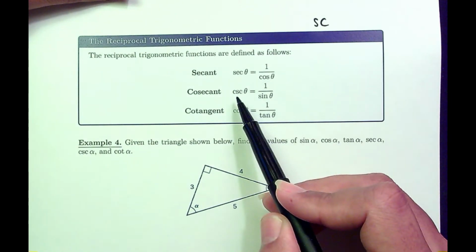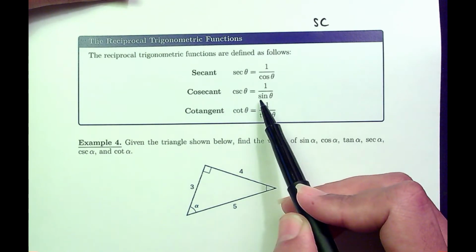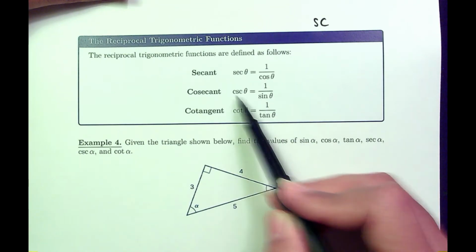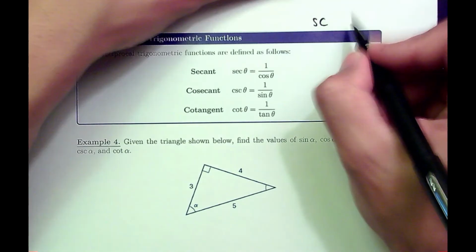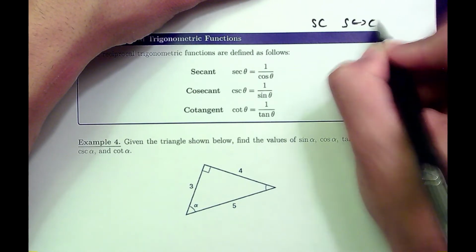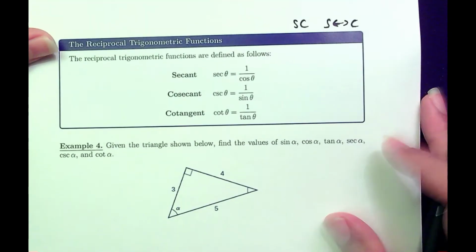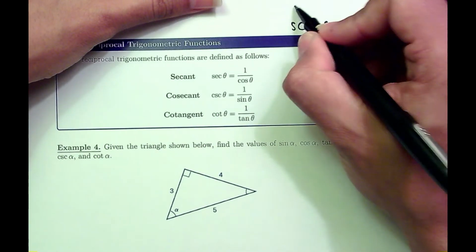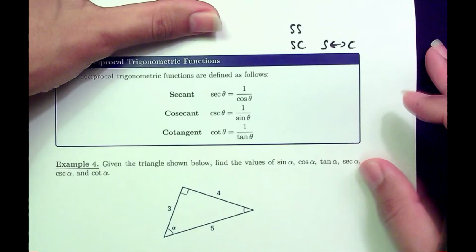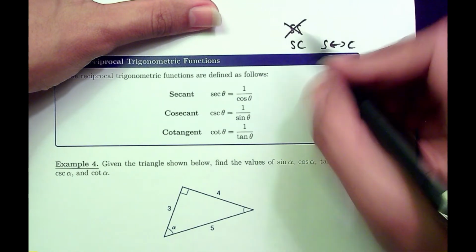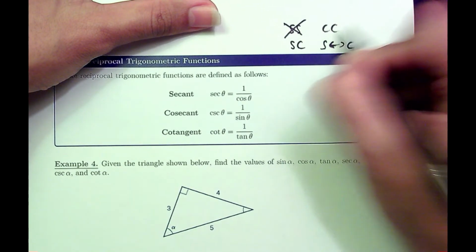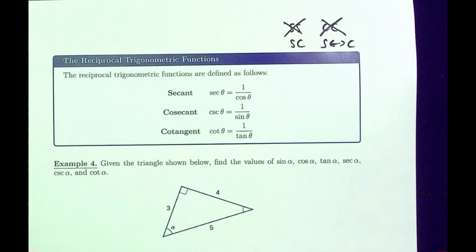Now for the cosecant, that starts with C, and that is the reciprocal of the sine. So you see that the C and the S go together once more. So you cannot have that the secant is the reciprocal of the sine. That would be 2 S's. That's wrong. Or you cannot have that the cosecant is the reciprocal of the cosine. No, that's wrong. That's a mismatch. So the cosecant goes with the sine, the secant goes with the cosine. And that's how I remember that.